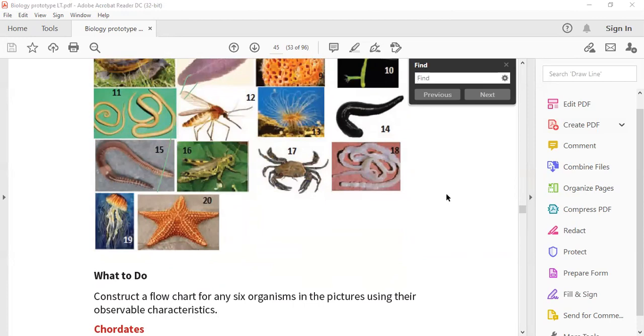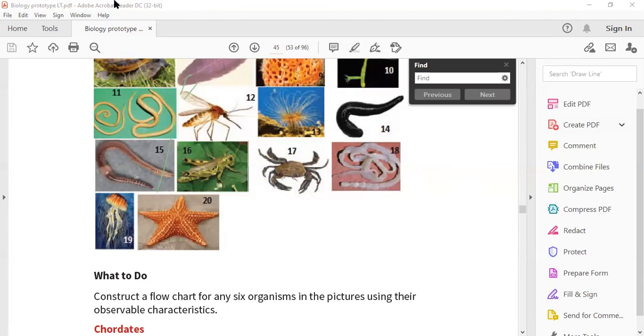Then number 16. Someone has raised their hand. That is Mark. Number 16, Mark. A locust. Very nice. And then 17, can I hear from Rose? Crab. It is a crab. Very nice.